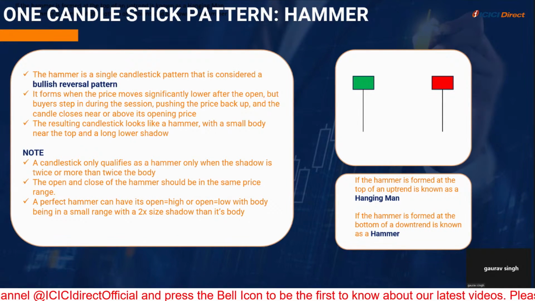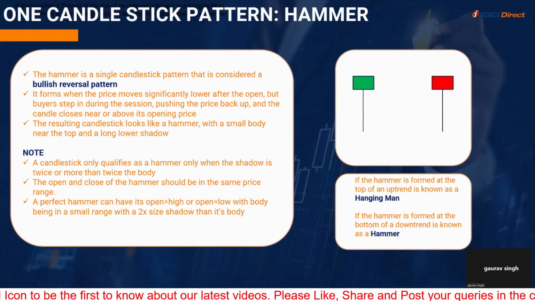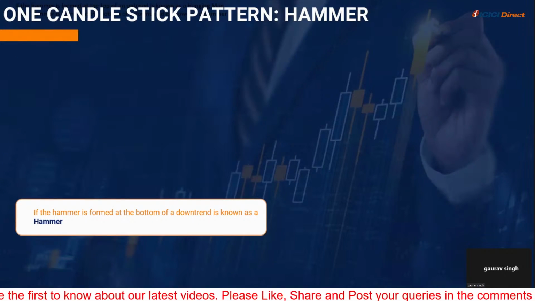The confirmation is that if there is a hammer made at the downtrend, the low of that hammer should not be broken, and the next candle should be a green candle or should close above the close or high of the previous hammer, and from there we can see the uptrend. In terms of hanging man, if the next candle breaks the low of the hanging man, then that is a confirmation of a hanging man in the chart.